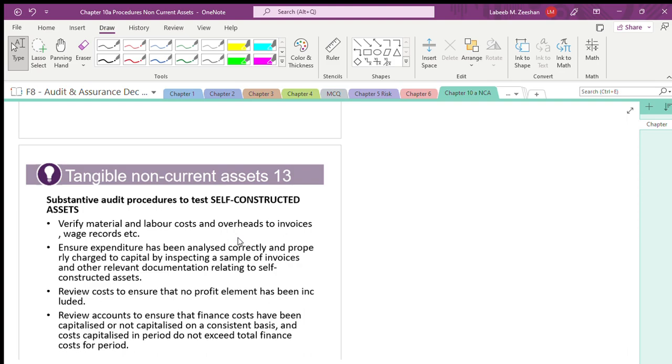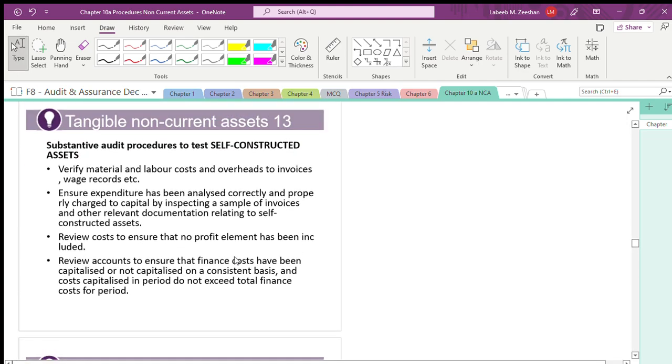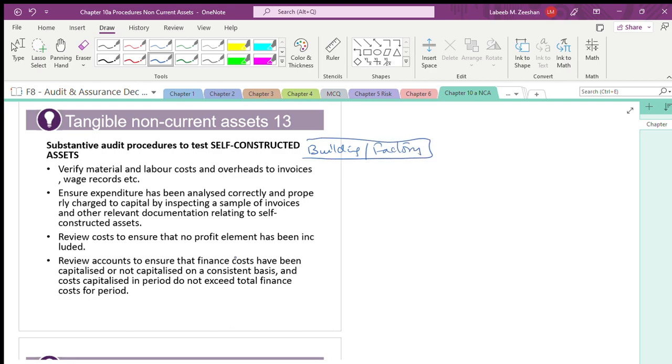Now assume we are talking in terms of self-constructed assets. We have constructed buildings. Assume you have constructed your own factory. When you have made the construction, definitely there will be materials, labor cost and overheads. Verify the materials. When you say I have constructed, you have verified the invoices. Ensure that they have been correctly charged to the capital account.